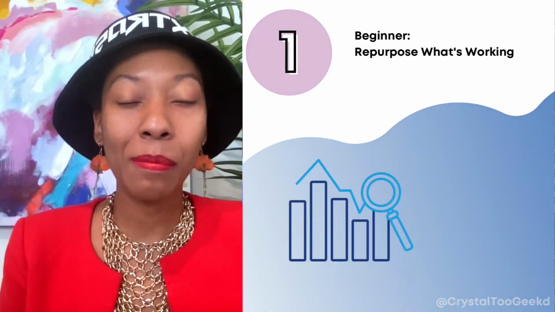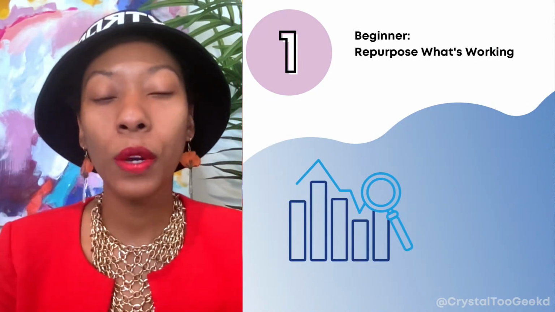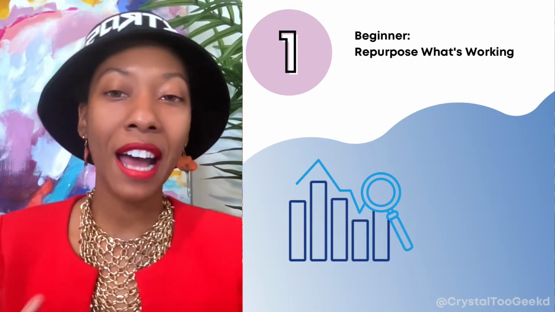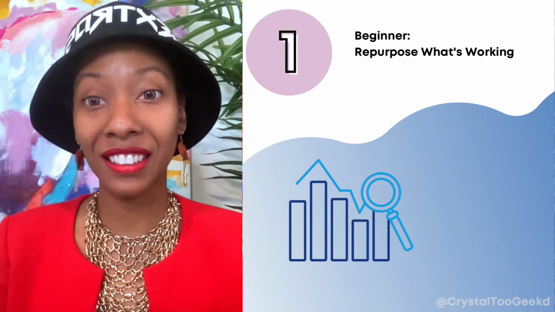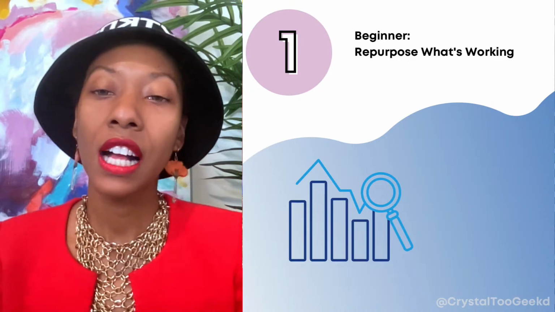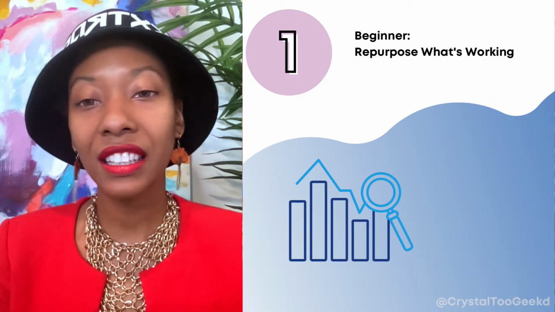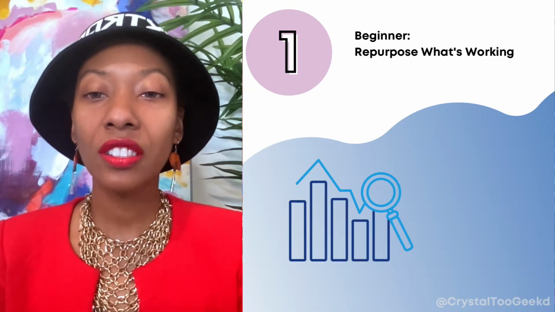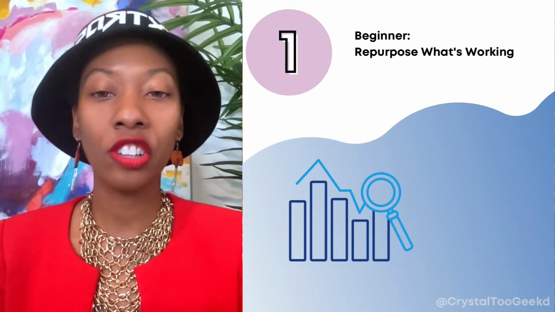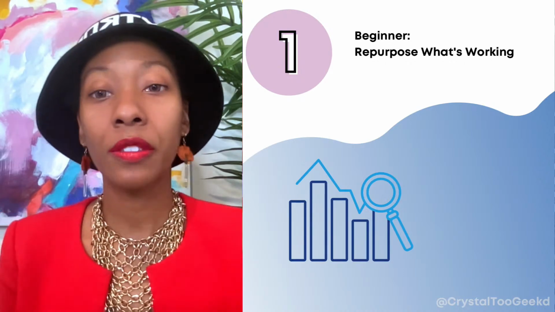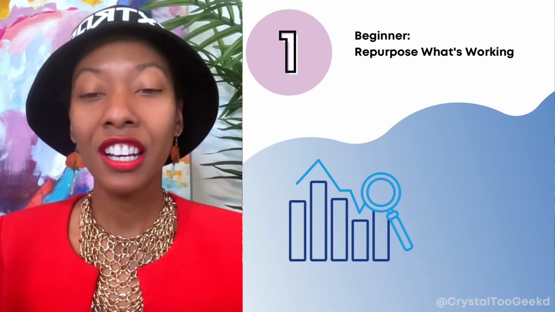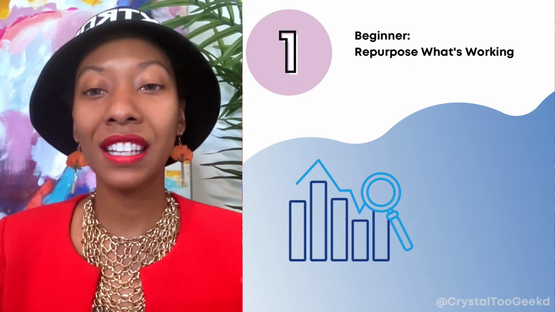Now, if you are a beginner, this can look like repurposing what's already working. I particularly specialize in video content, so let's say you have a video that is performing really well. Some of the things you can look at to see if it's performing well: not just views, but the ratio of likes compared to views, the ratio of comments compared to views, the ratio of shares and saves. You can combine all those together to see what the engagement is.